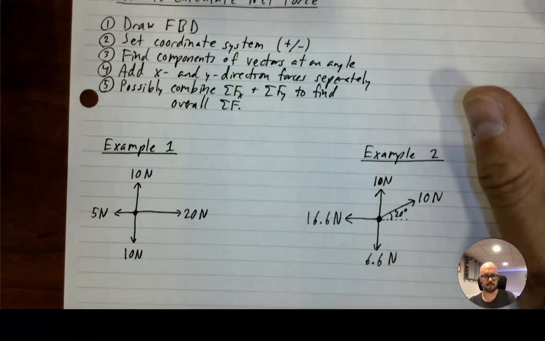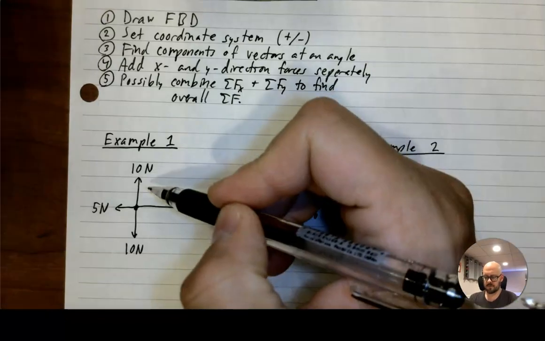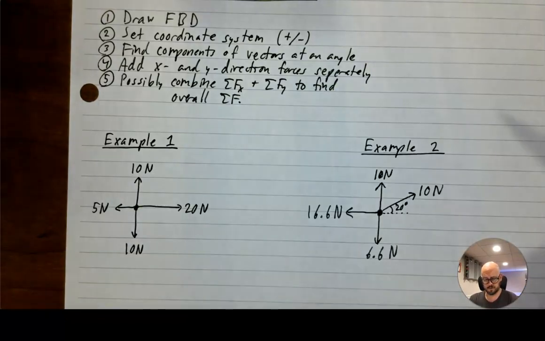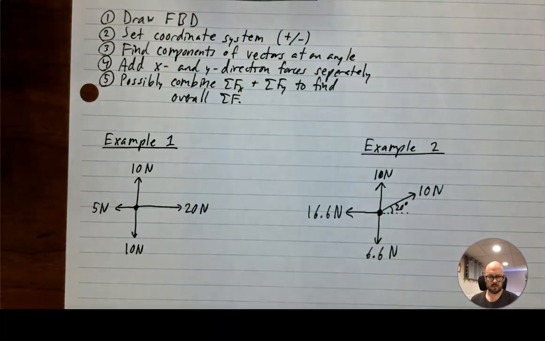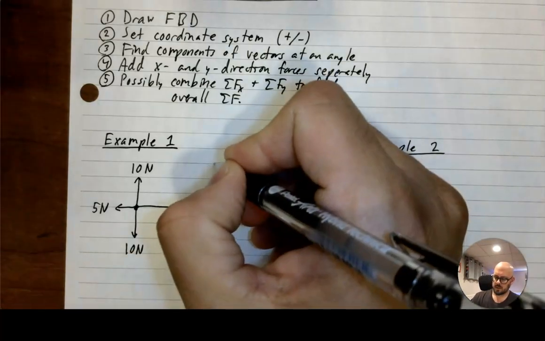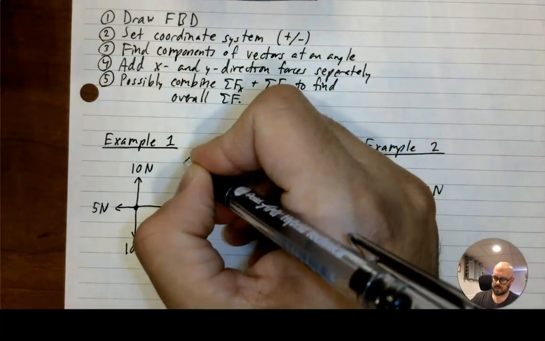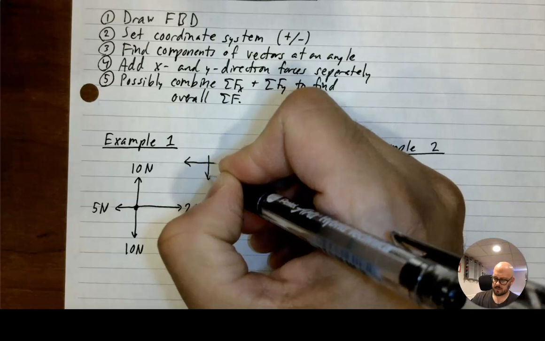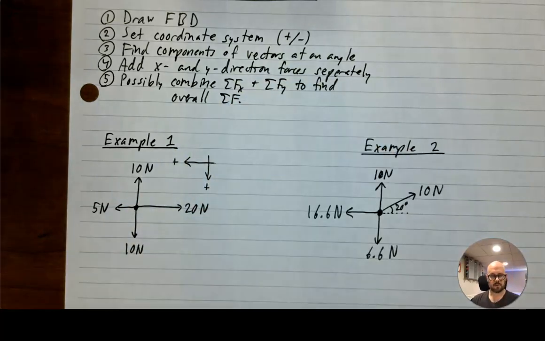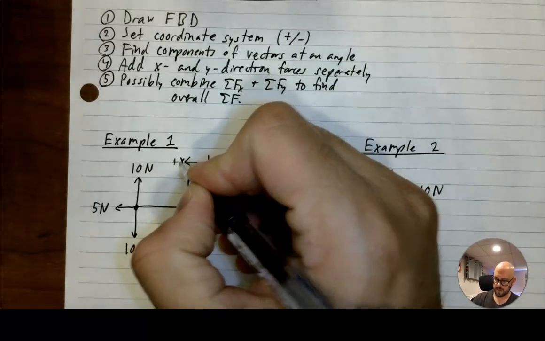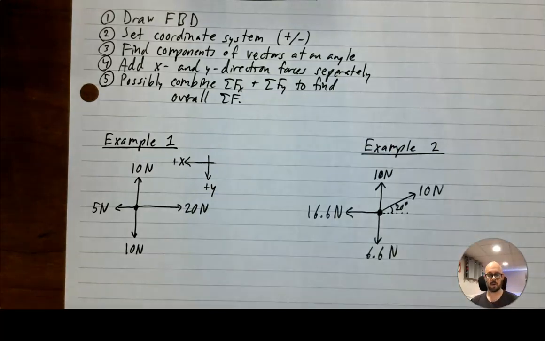Example 1 is very easy. We have a free body diagram with 4 forces, 2 10-Newton forces, a 5, and a 20. And so, set the coordinate system. You can draw a little set of axes and identify the positive directions. If you want to go even further, you can identify the positive x direction and the positive y direction.